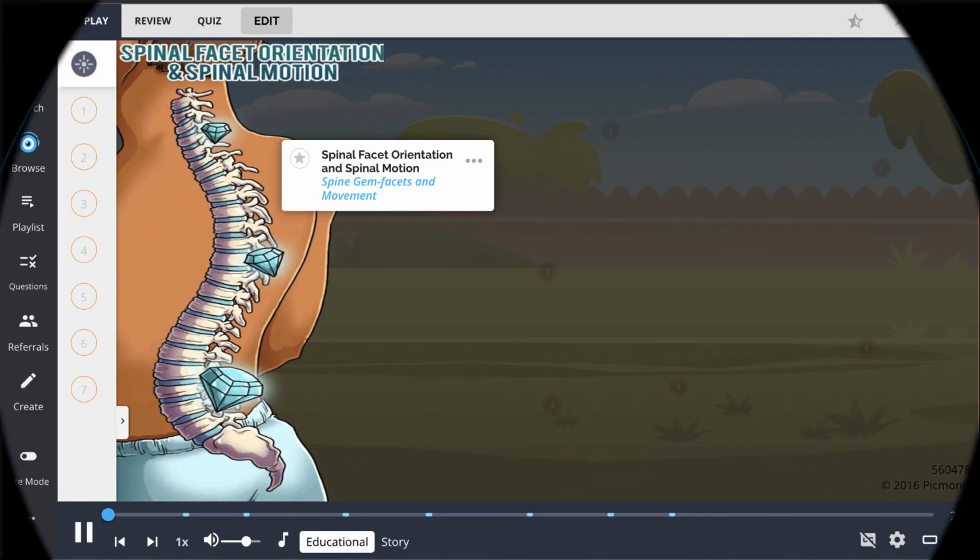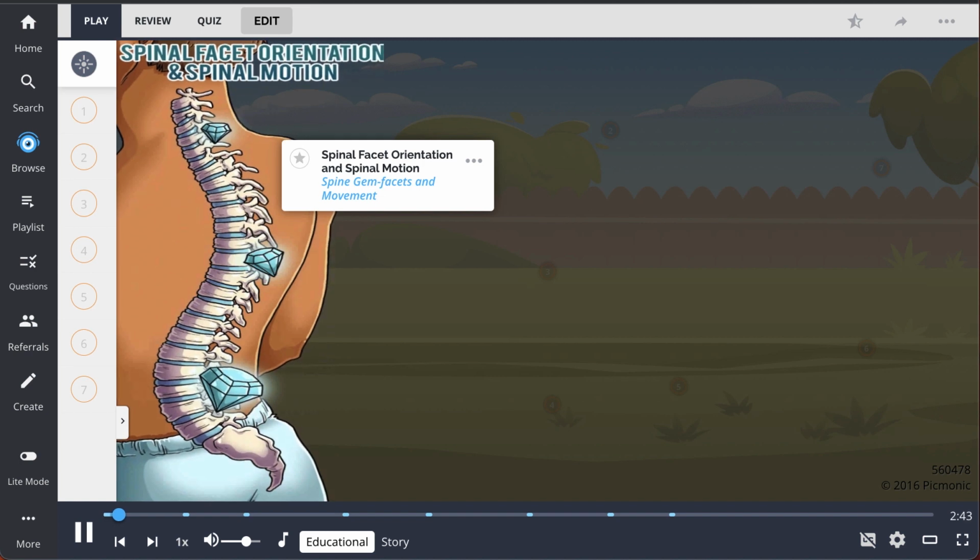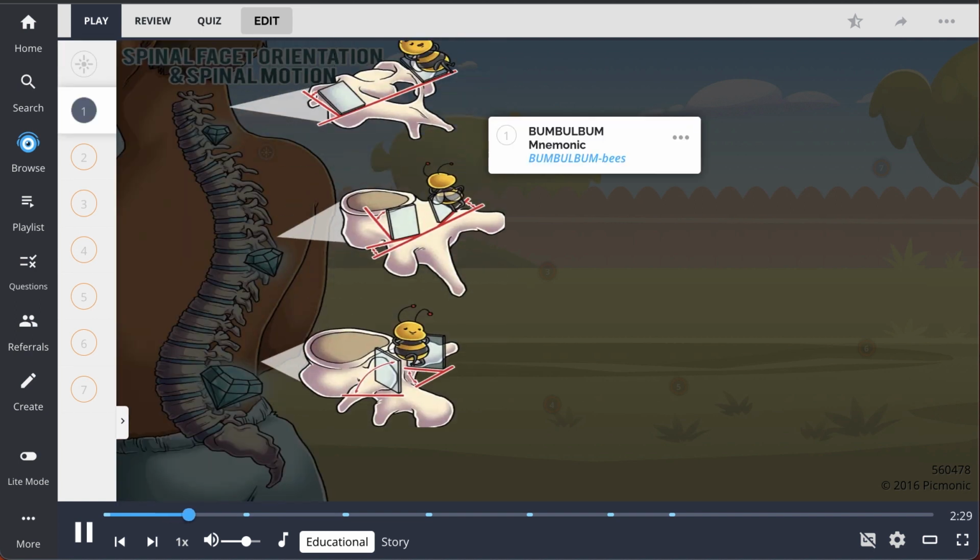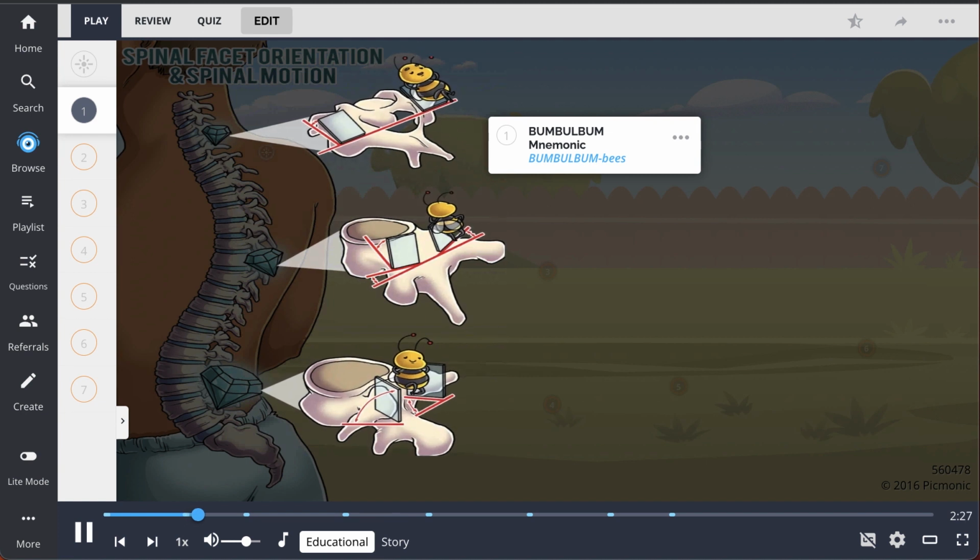In this Picmonic, spinal facet orientation and spinal motion is represented by the spine gem facets that attract some pesky bumble bums. Spinal facets are projections from the vertebrae that assist coordination and assist with movement of the spine. The orientation of the superior facets for each region of the spine can be recalled using the bumble bum mnemonic, represented by the bumble bum bumblebees pointing to different regions of the spine.